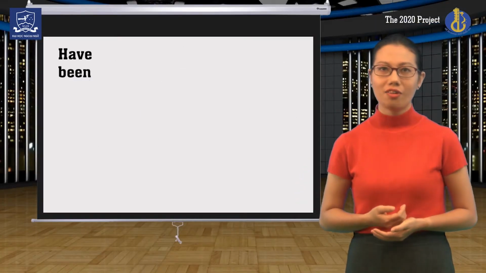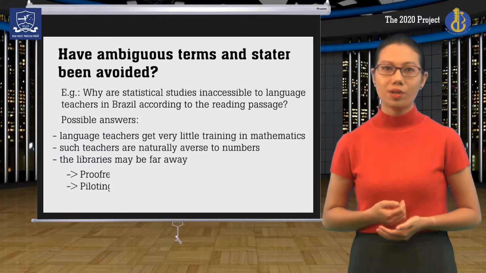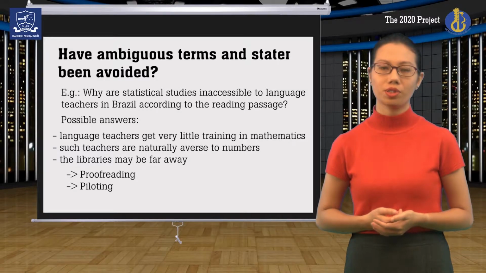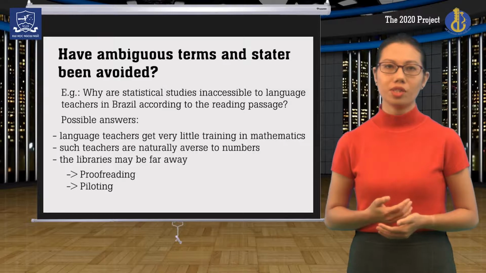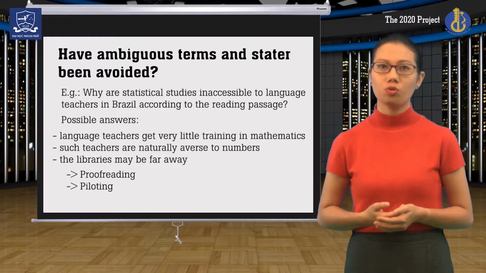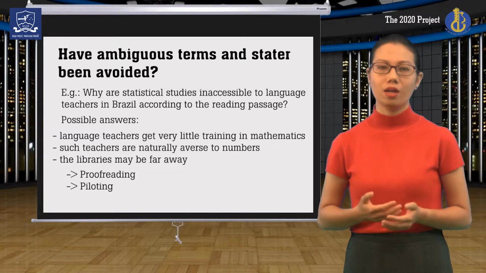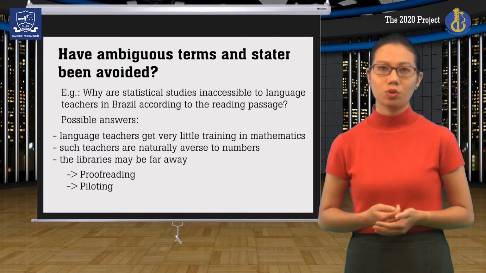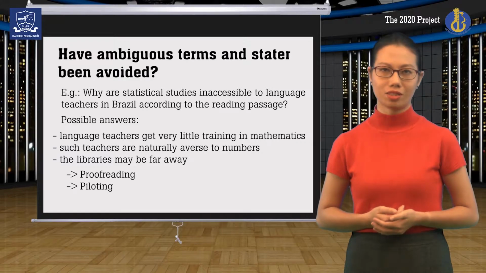Next, have ambiguous terms and statements been avoided? Ambiguous and tricky language should be avoided unless the purpose of the item is to test ambiguity. For instance, a short answer item like the following would be ambiguous to some students. Why are statistical studies inaccessible to language teachers in Brazil, according to the reading passage?